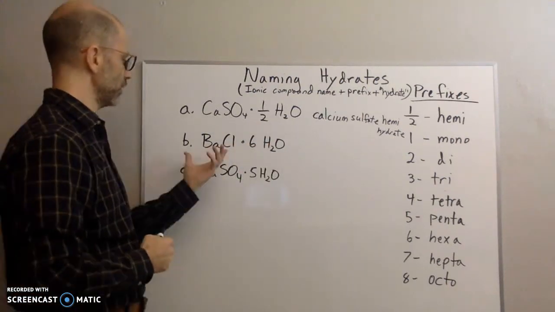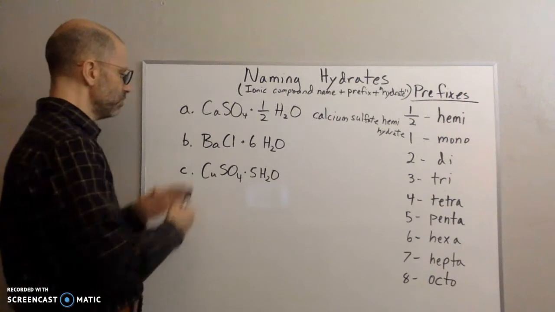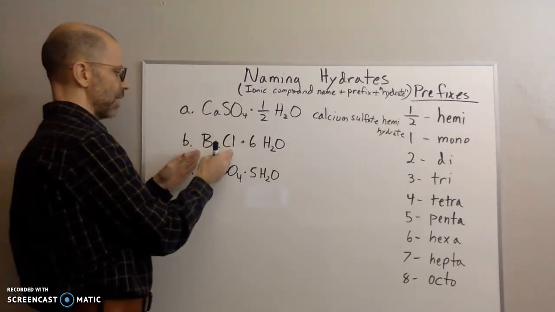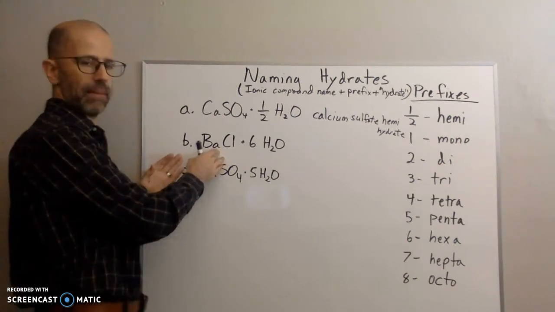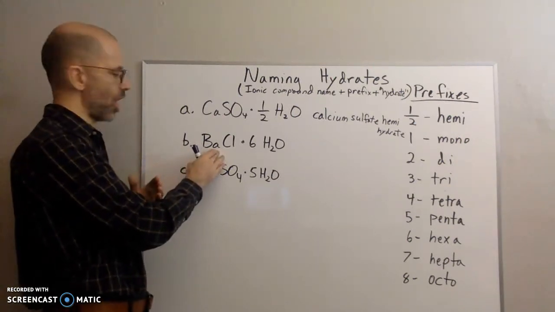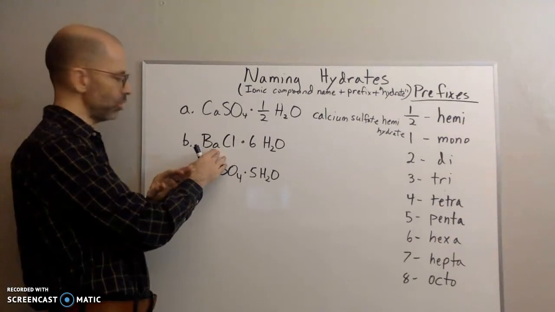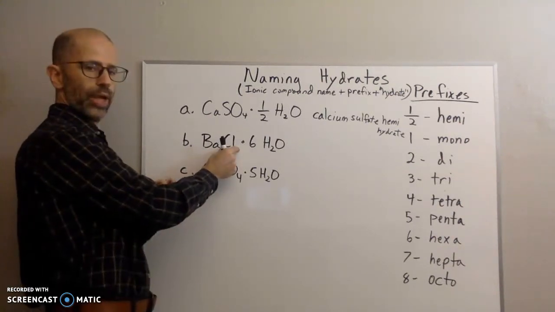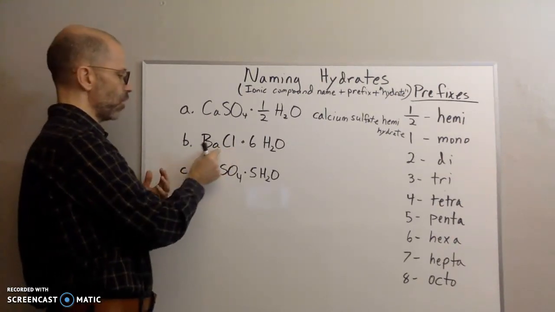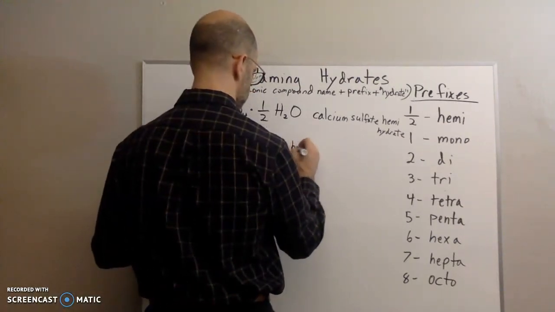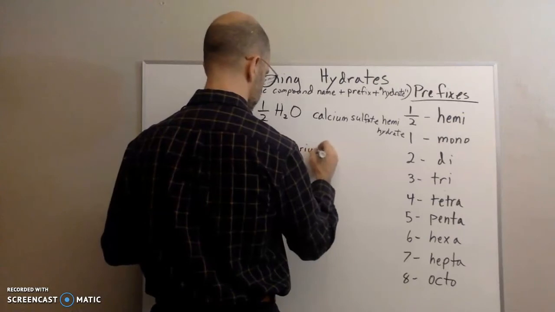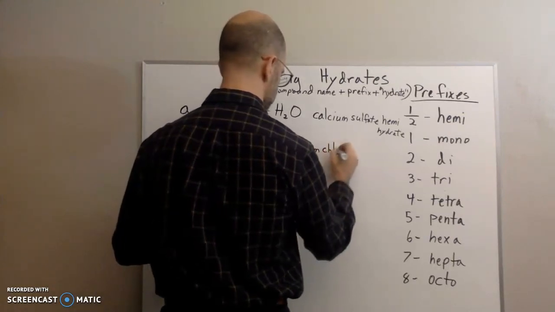Okay. What about the next one? So same thing. I name this compound. So I have barium. That is a main group element, only 1 charge, so no Roman numeral. Chlorine, chloride ion, so barium chloride. So that's the first part. So barium chloride.